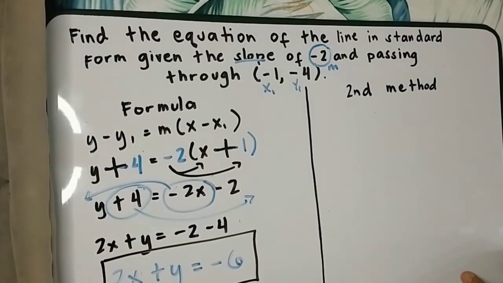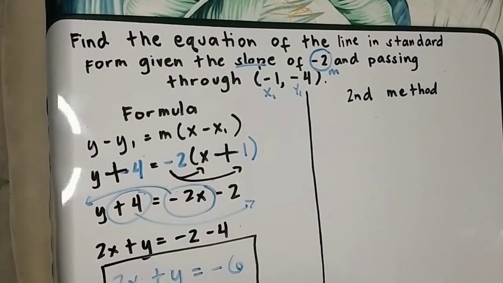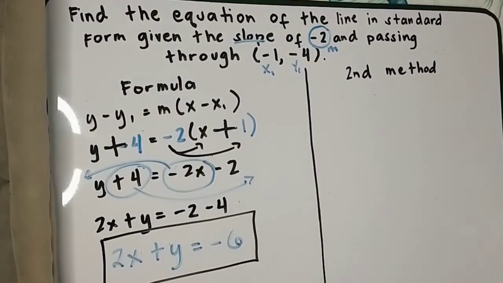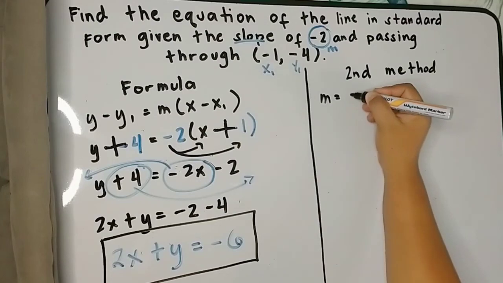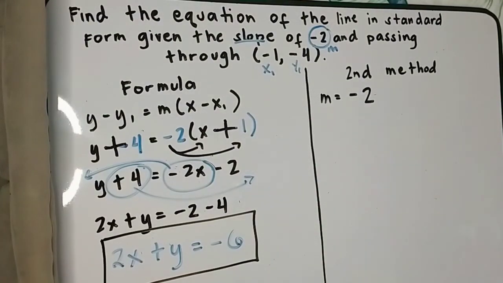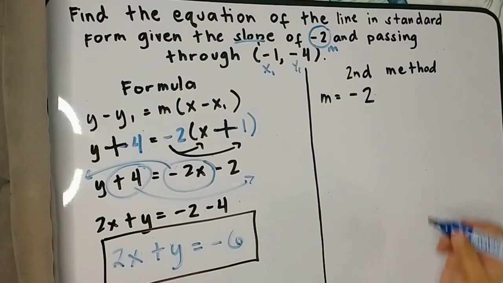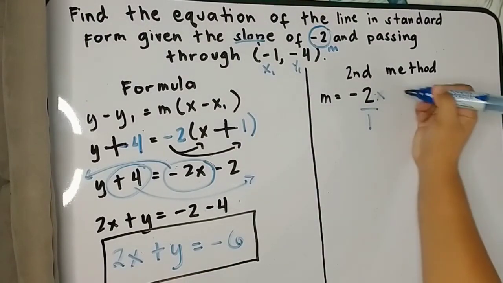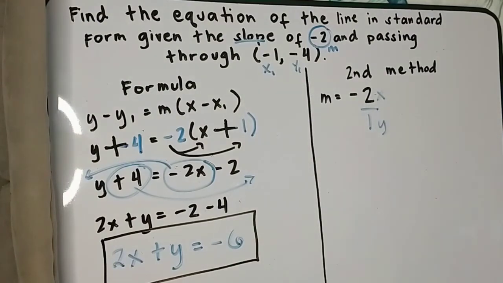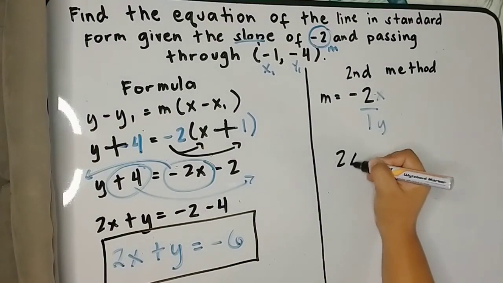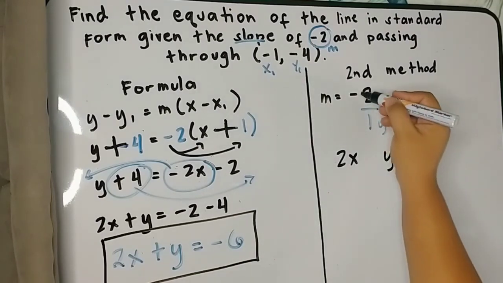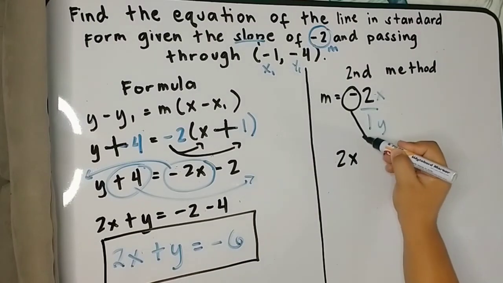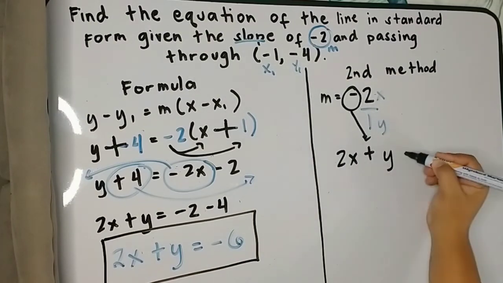So, second method tayo. Okay. So, again, dun muna tayo kay slope. Slope is negative 2. So, negative 2. Again, di ba? Since whole number, gagawin natin fraction. So, over 1. So, si 2, that is x. Si 1 ay si y. So, you have 2x and y. So, again, since negative si slope, kaya ang operation or si y ay magiging positive.